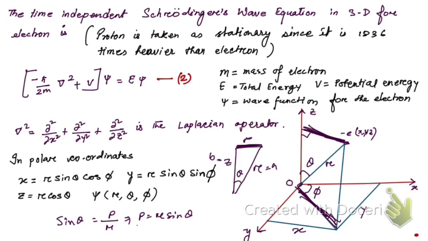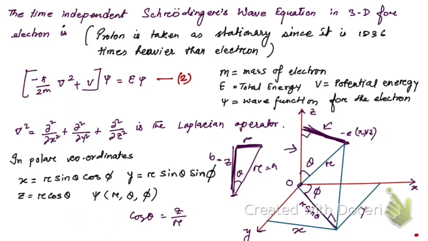If this perpendicular side is R sine theta, then this side is also R sine theta, and this is also R sine theta. Hope you have understood this. Now you see, this Z coordinate, from this triangle, Z is the base here, so we're going to take cos. Cos theta is going to be Z by R, so Z is equal to R cos theta. That's what we have got.